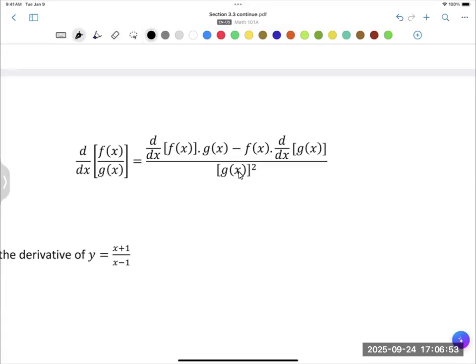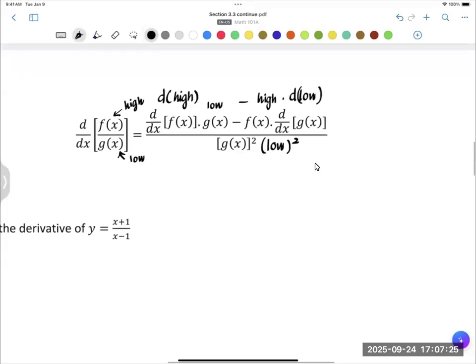Or, another way to say it: if you call the top function "high" and the bottom function "low," then you have low d high, minus high d low, all over low squared. It's just a phrase for you to memorize the quotient rule easily. You don't have to use that, it's just a suggestion.